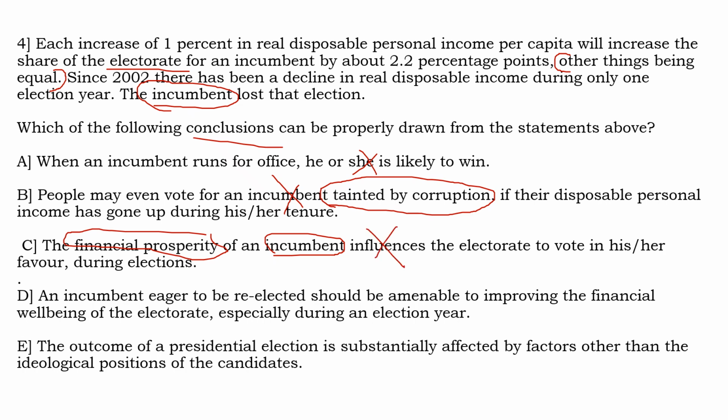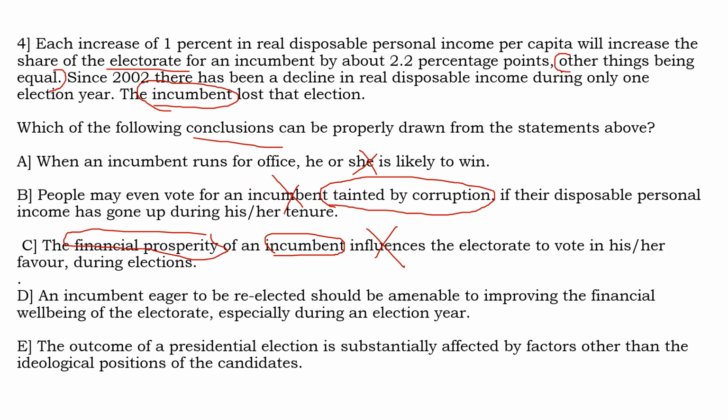Option D, an incumbent eager to be re-elected should be amenable to improving the financial well-being of the electorate, especially during an election year. Good conclusion. It says that an incumbent who wants to be re-elected, what should he be doing? He should be amenable, meaning he should be favorable, or more interested in improving the financial well-being of the electorate, especially during an election year, because it is in the election year that this is going to be crucial. So when an incumbent wants to be re-elected, he should work towards improving the financial well-being of the electorate, because that is what decides the votes in his favor. So this is a good conclusion. Keep it in your mind.